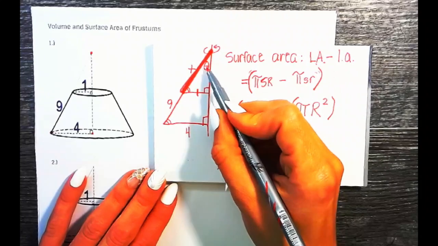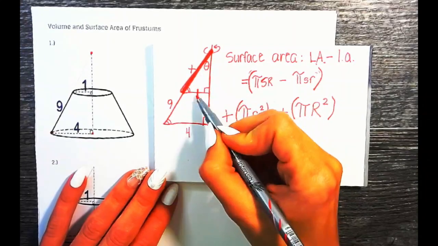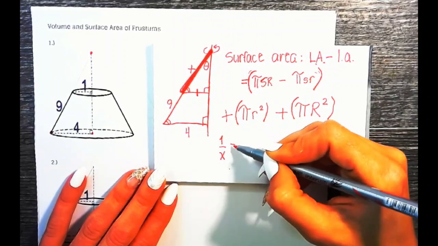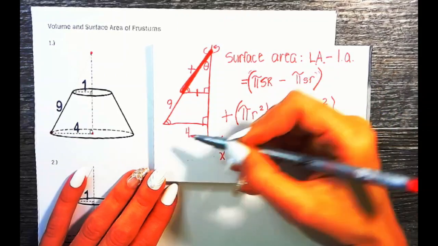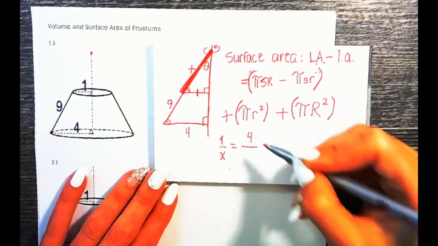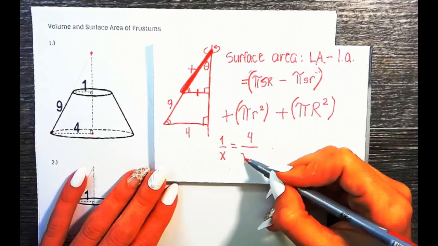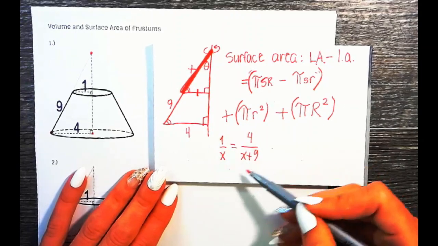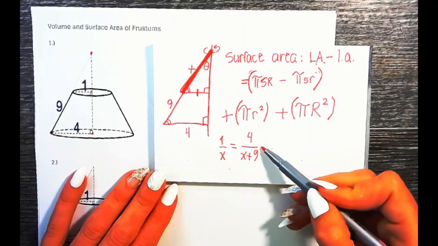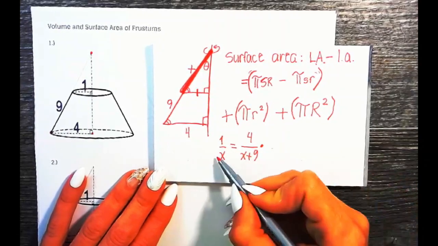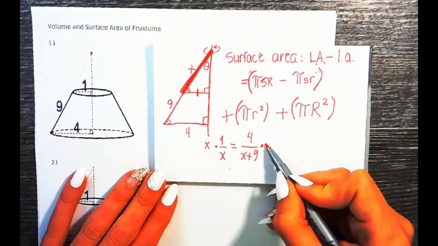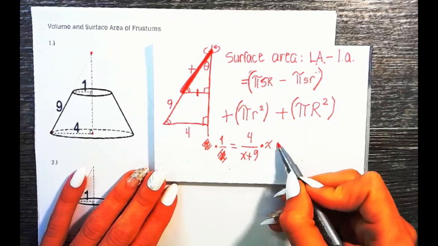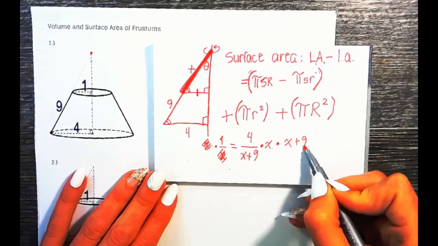Well, the sine of theta. The sine of theta is equal to 1 over x. But the sine of theta is also equal to 4 over what? It's equal to 4 over x plus 9. Now, how can I go about solving for x? This is just a simple algebra problem. I can multiply both sides by x, and I can multiply both sides by x plus 9.